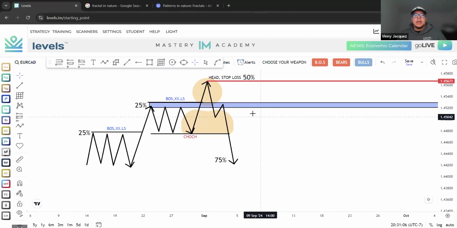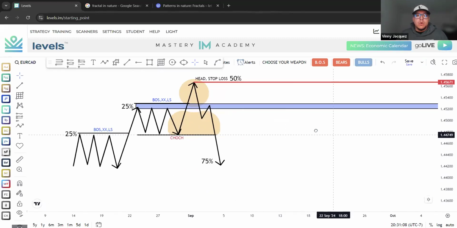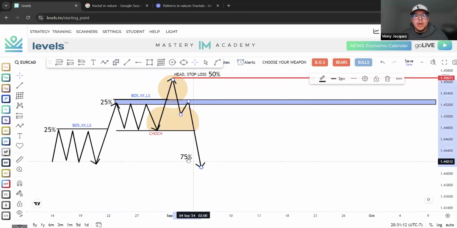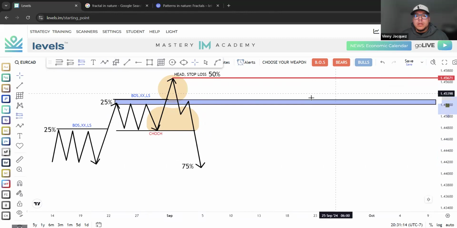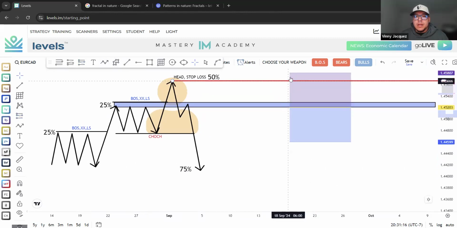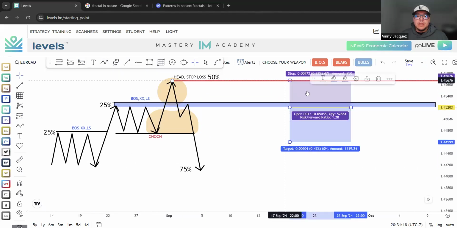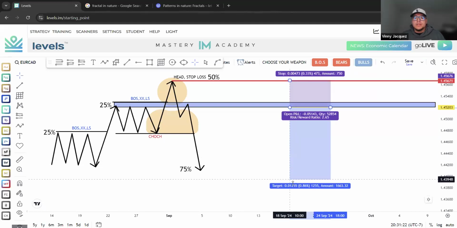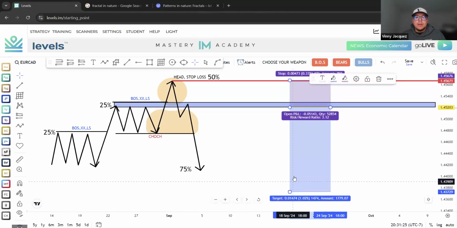Now, this right here, guys, this is the setup. So when we get this, we are looking for the market to come back in this area. We are looking for sales right here in this area, guys, with my stop loss at the high, right? With the minimum 1 to 3 risk to reward, right? Minimum 1 to 3 risk to reward.